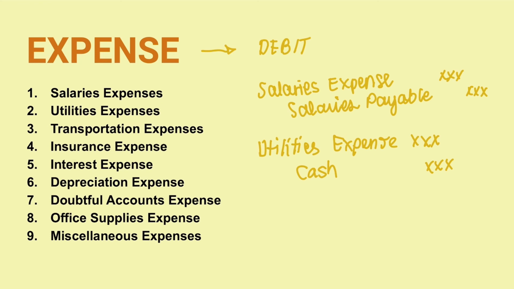So for example, you paid for transportation, you're gonna debit transportation expense and you're gonna credit cash, because the normal balance of an expense account is debit. So that's all.